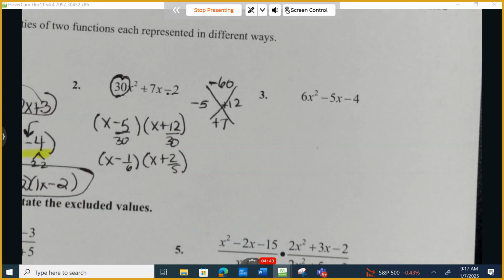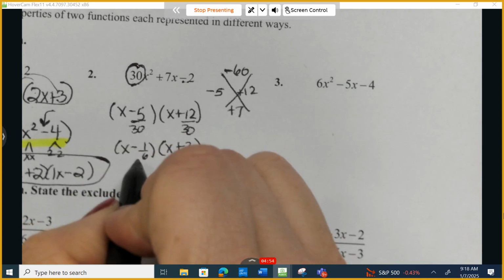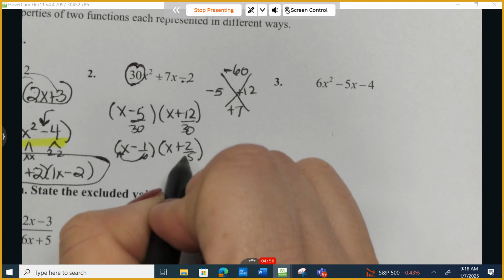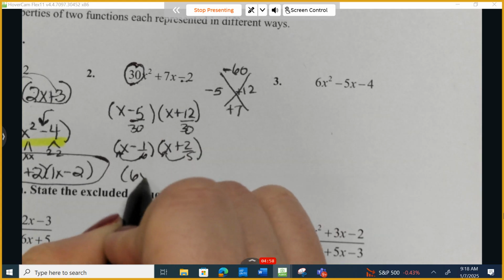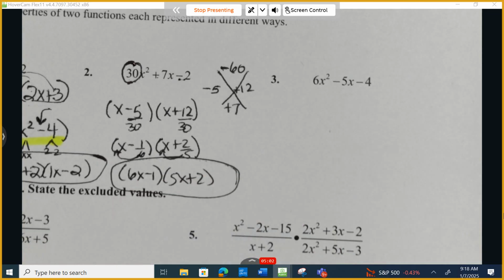We're down to our very last step. This is called bottoms up. We're not choosing the larger number. We're not choosing the smaller number. We're choosing the bottom number, and we're going to push it up, bottoms up. So take the bottom number and draw an arrow in front. This is 6x minus 1 and 5x plus 2. It is fully factored.